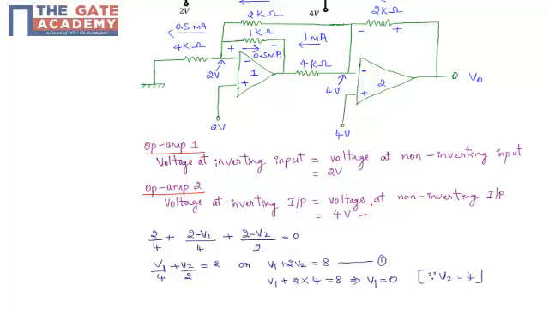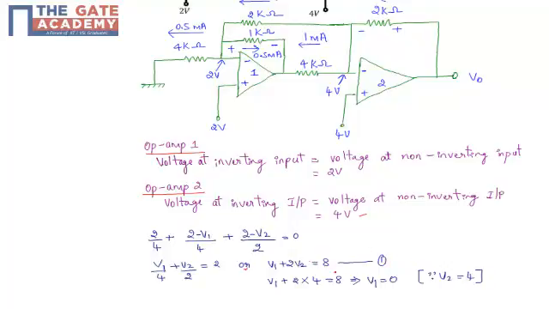The current values and directions are as shown here. 1 milliamp flows through op amp 1 and 2 milliamps flows through op amp 2. So from op amp 1, (2 minus V1)/4 plus (2 minus V2)/2 equals 0. So V1/4 plus V2/2 is equal to 2. Or we can write it this way, V1 plus 2V2 equals 8. We'll call this equation 1.